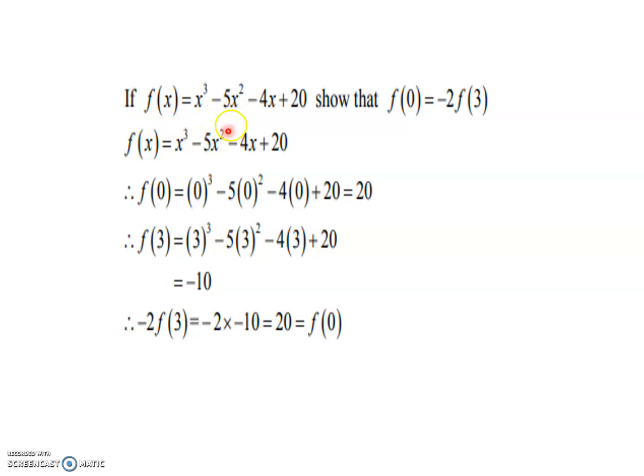We have 3 cube minus 5 into 3 square minus 4 into 3 plus 20. We have to simplify. 3 cube is 27, minus 3 square is 9 into 5, which is minus 45, minus 4 into 3 is minus 12, plus 20. The final answer is minus 10. Now f of 0 is equal to minus 2 into f of 3. Minus 10 into minus 2 is obviously plus 20. So we prove that f of 0 is equal to minus 2 f of 3.